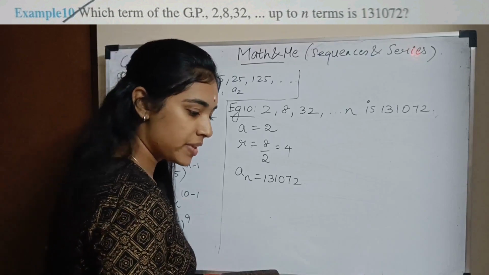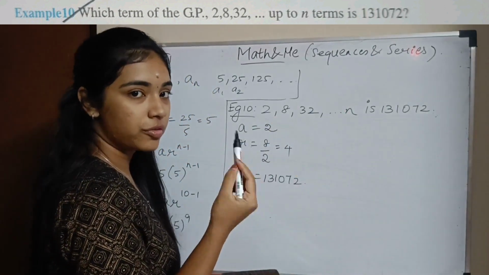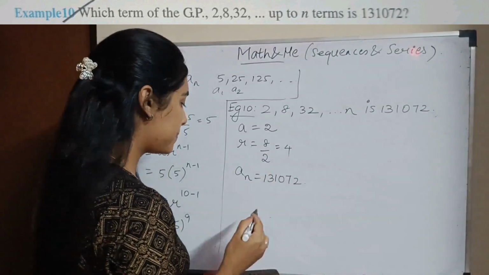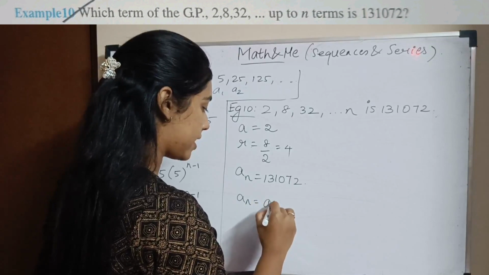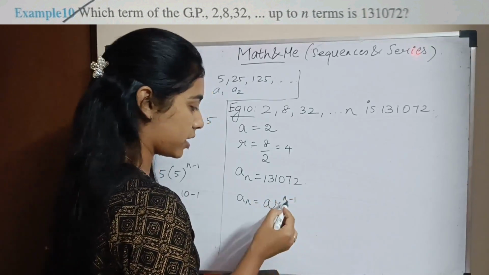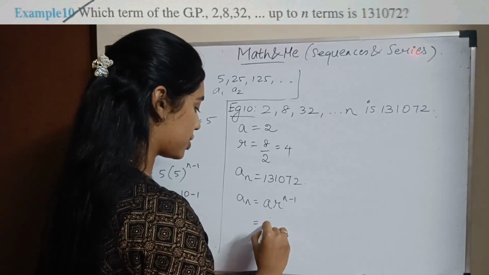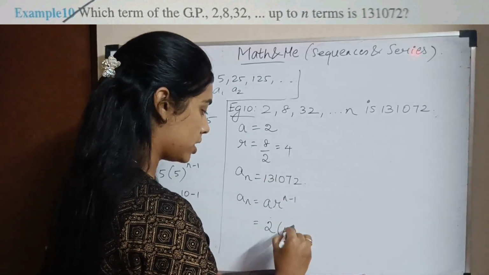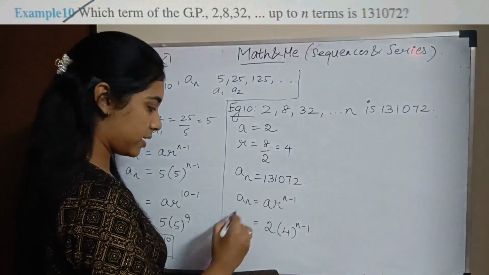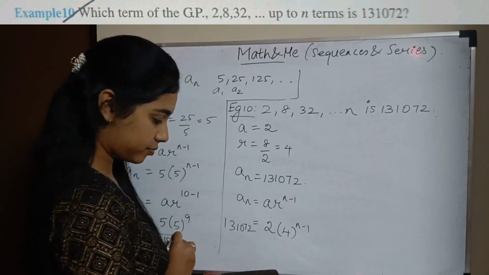Which term of this GP is this? So if you find n, that is the nth term. So what is the formula? An equals A R to the power n minus 1. N minus 1 is only for R. Remember. So what is your A? 2. What is your R? 4 to the power n minus 1 is nothing but 131072.